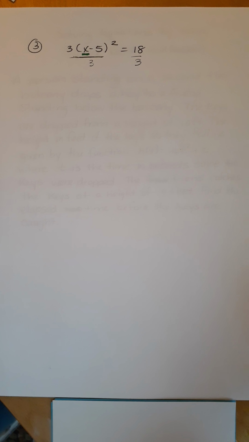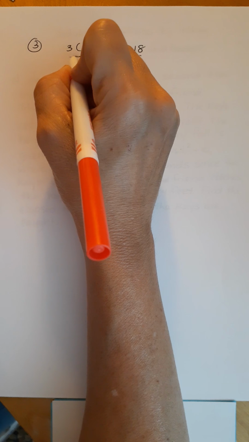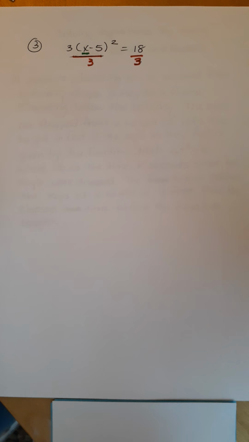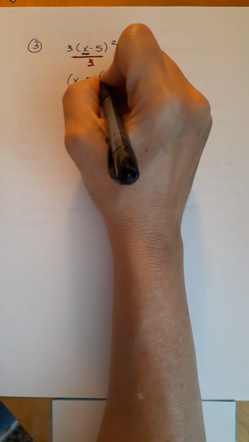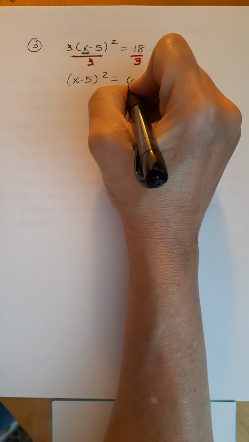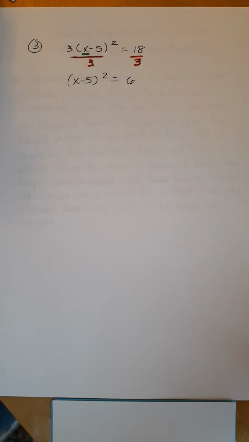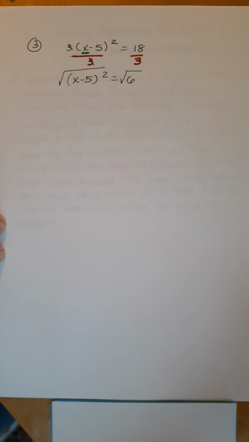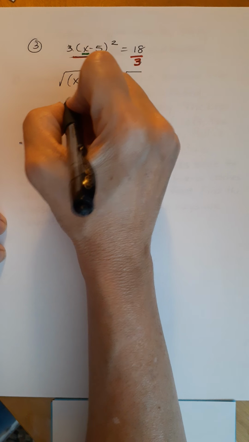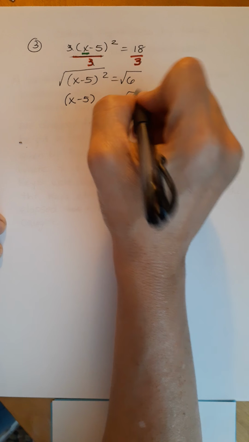And that results in the following. These 2 cancel. (x minus 5) squared equals 6. Now we're going to take the square root of both sides because that's a square. So we take the square root here and the square root there. That gives us x minus 5 equals the square root of 6.